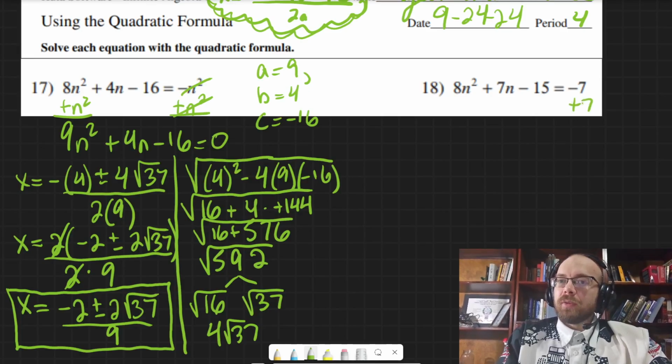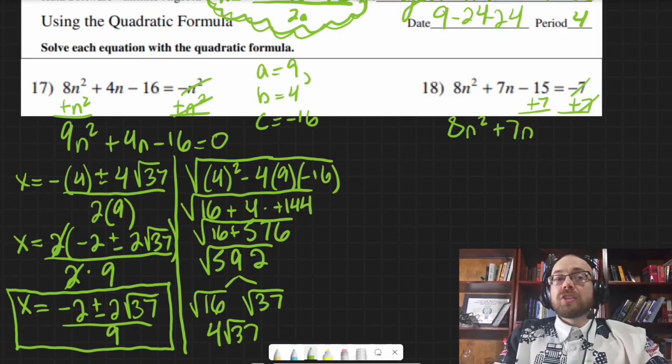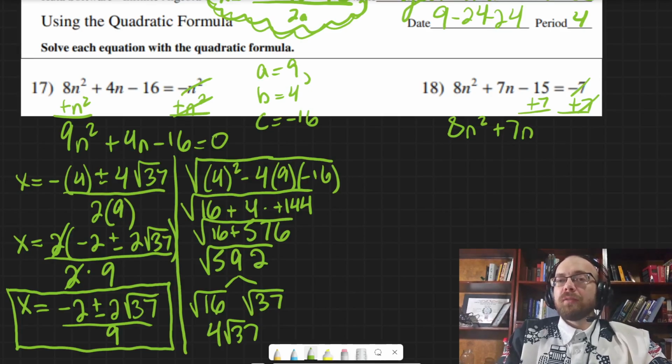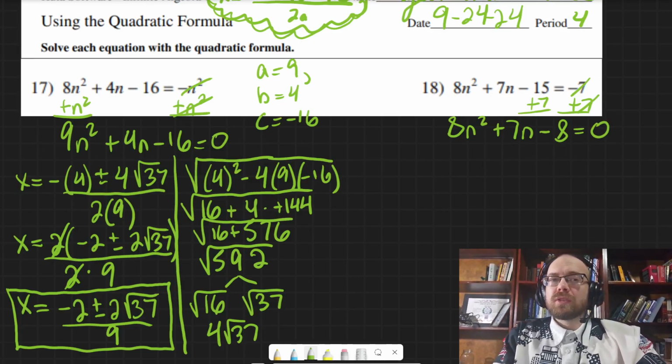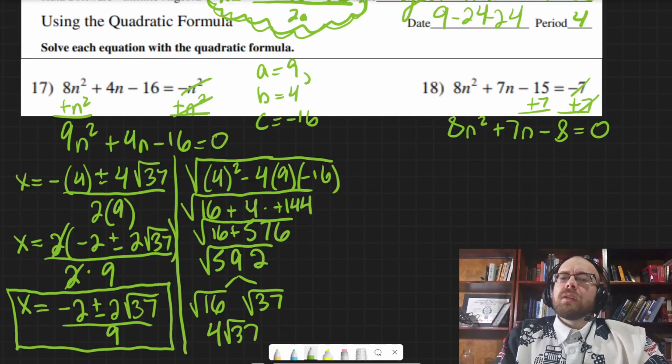We want to set it equal to 0 first. Plus 7, plus 7. Speaking of factoring, you can always check to see if something factors. The instructions say we have to solve with the quadratic formula, but if you can factor it, that's at least a way that you could check your work. So I don't think a teacher would be mad at you if you used factoring to check to make sure you got the right answer, as long as you're using the quadratic formula to get the answer as well. I think that's probably going to be fine.